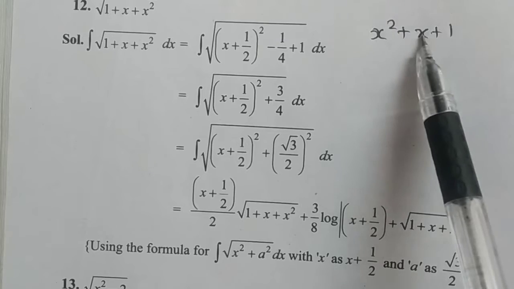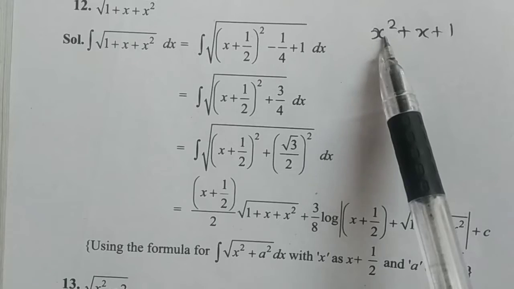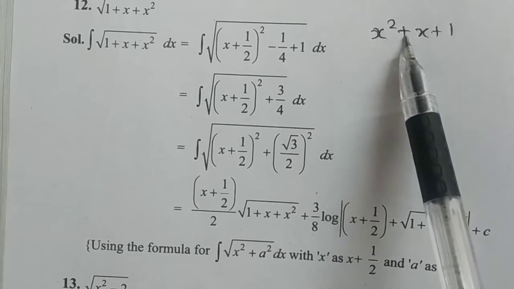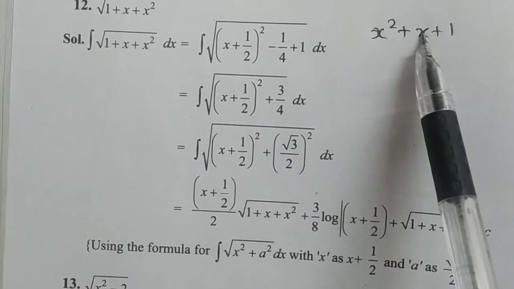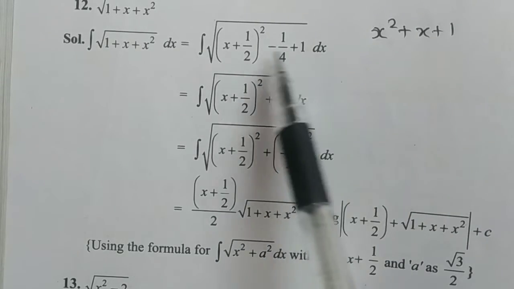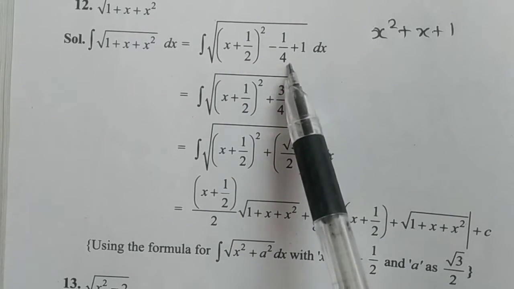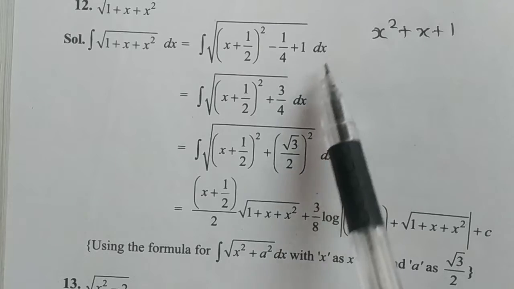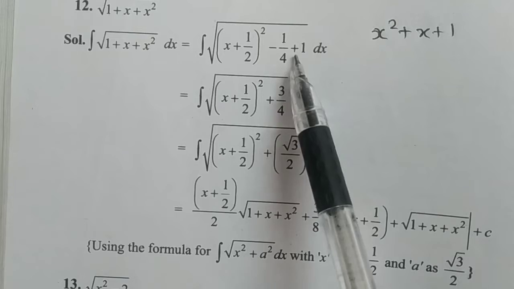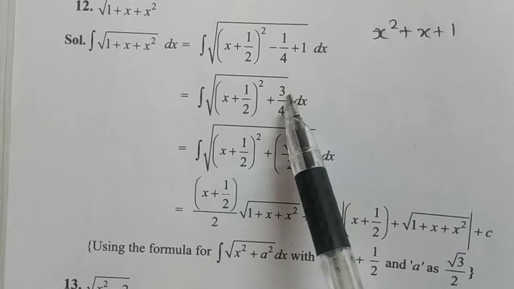So x square plus x plus 1. There x square is given, x square means x into x, so write only 1x plus, what is the coefficient of x? 1. So 1 by 2. Here the coefficient of x is 1, so 1 by 2 the whole square minus the square of this term, 1 by 2 square is 1 by 4, plus 1. Now x plus 1 by 2 the whole square, minus 1 by 4 plus 1. Simplifying this term, finding the LCM, we get plus 3 by 4.